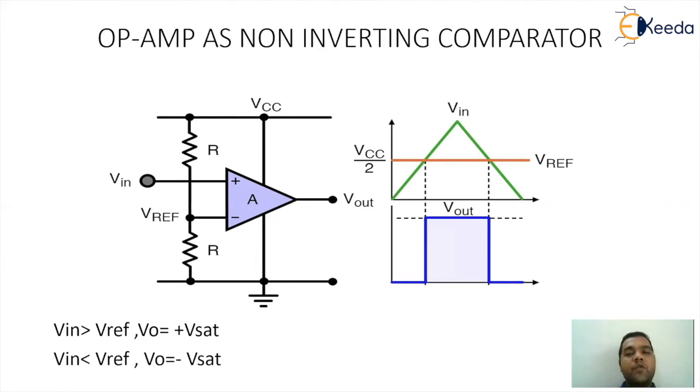Whenever the input crosses the reference, that is, the input is bigger than the reference, the output is going to be plus VSAT. And whenever the input is less than the reference, the output is going to be minus VSAT. So this is the way in which the op-amp can be used as a non-inverting comparator.